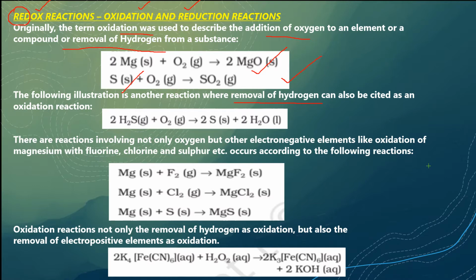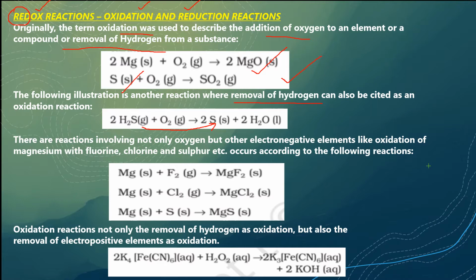oxidation. So initially this definition came that addition of oxygen or removal of hydrogen is oxidation. So here we can say H2S is changing to S. That means we are removing hydrogen from H2S. So this particular step of changing H2S to S is called oxidation here.